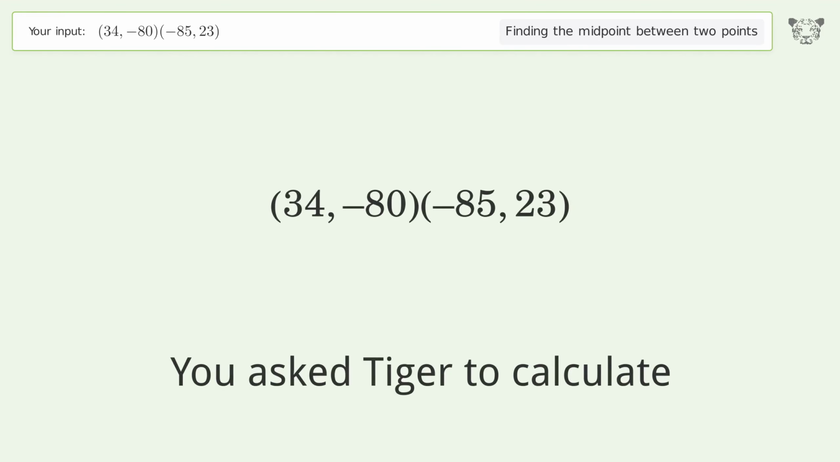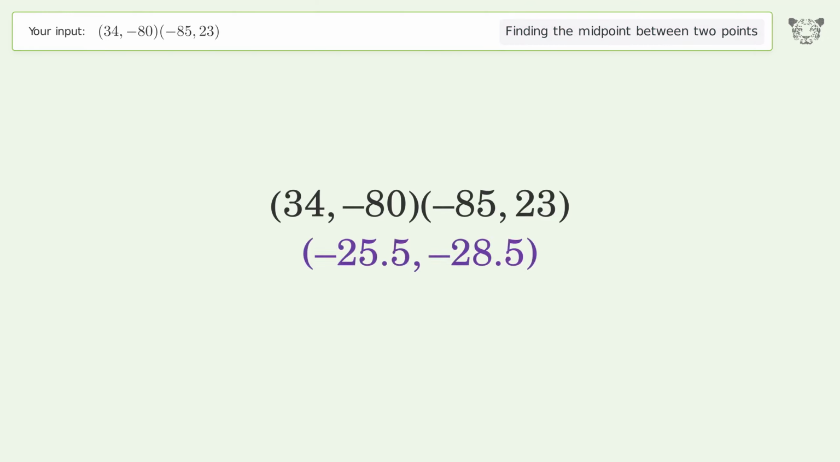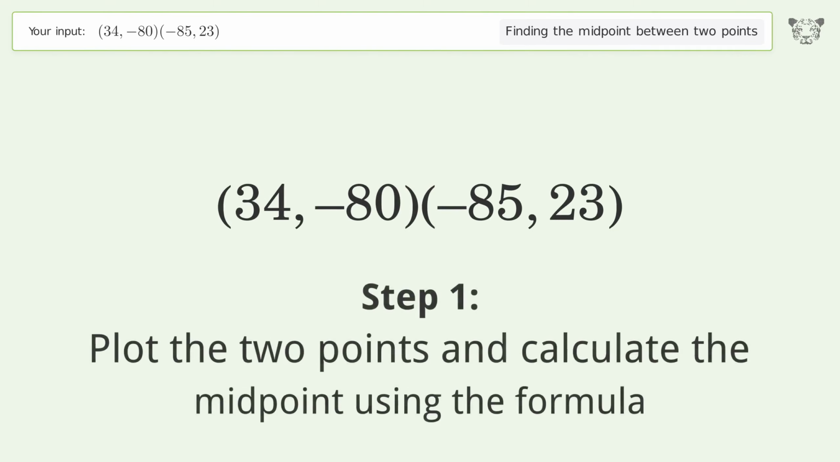You ask Tiger to calculate. This deals with finding the midpoint between 2 points. The midpoint between the 2 points is -25.5, -28.5. Let's solve it step by step. Plot the 2 points and calculate the midpoint using the formula.